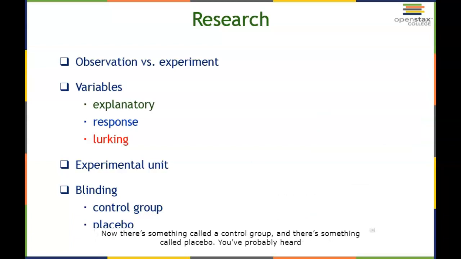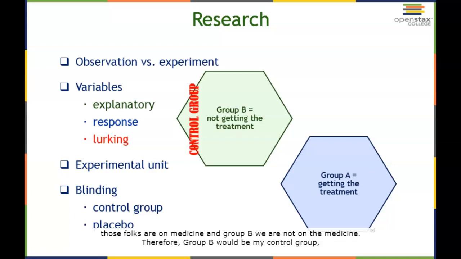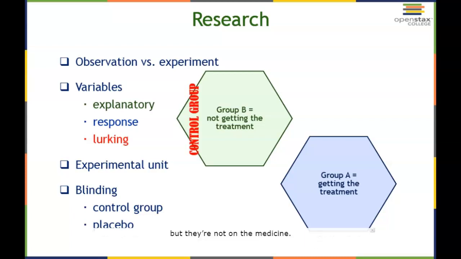Now, there's something called a control group, and there's something called placebo. You've probably heard these two things before. A control group is usually the group that is not on the medicine. And let's say group A, those folks are on the medicine, and group B are not on the medicine. Therefore, group B would be my control group. They are not on the medicine.